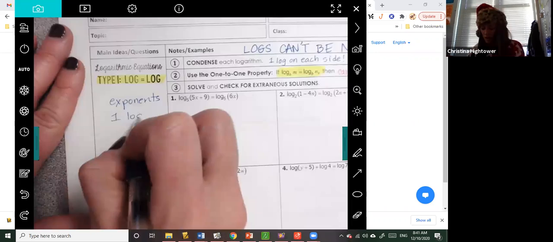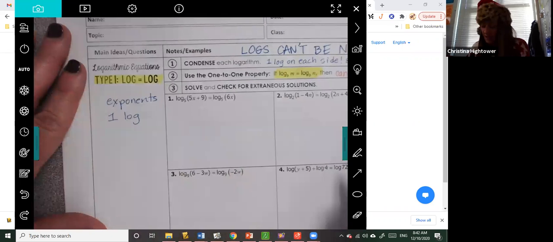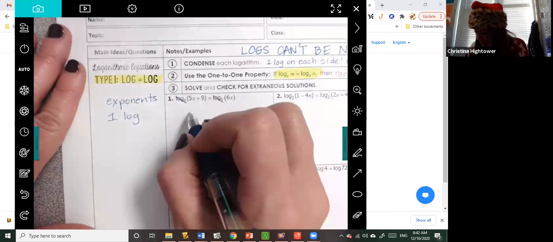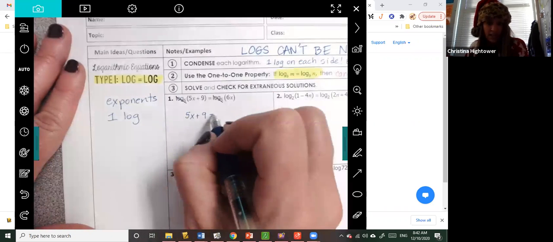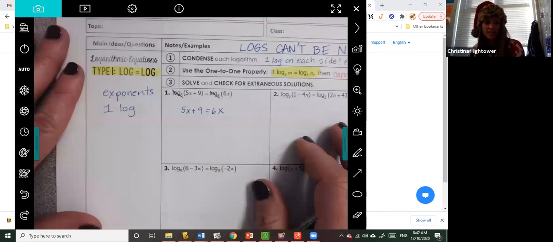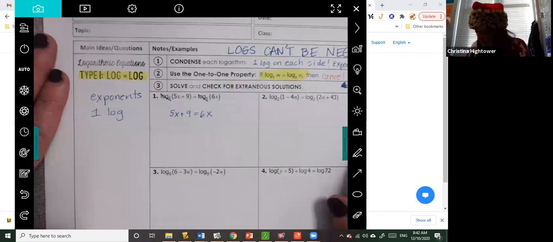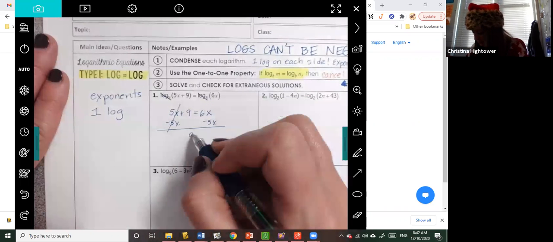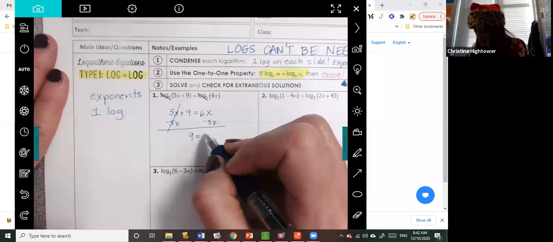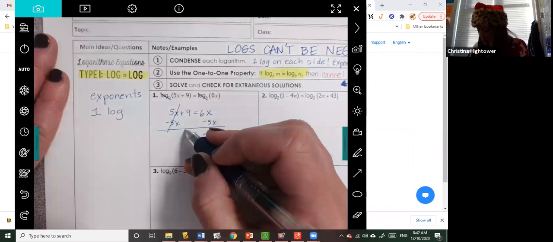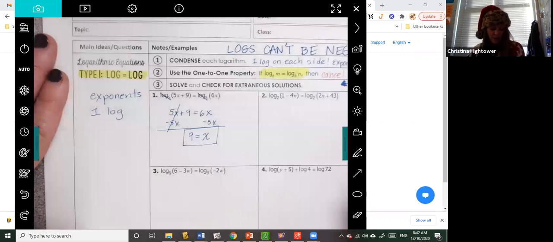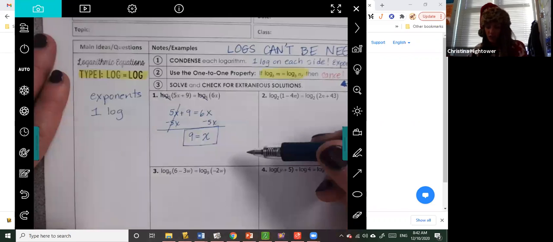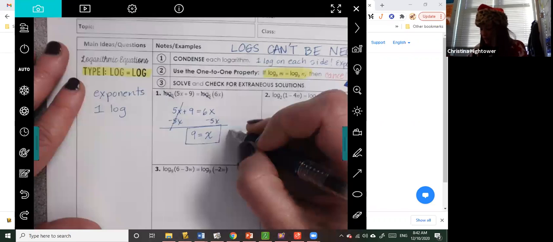Now that there's one log on each side, y'all are going to love this. All we have to do is go whoop, whoop. And now we just solve out 5x plus 9 equals 6x. How awesome is that? Easy peasy. So let's go ahead and solve for x. 6 minus 5 is just 1x, so x equals 9. Boom, shakalaka. Now remember, you cannot have a negative solution. So this one's looking good. We're happy with it. We're good to go.